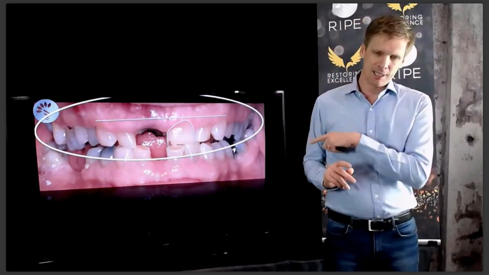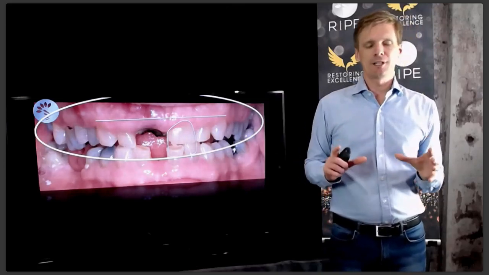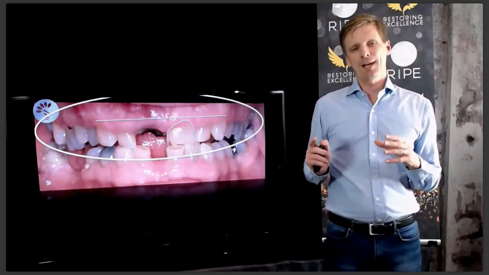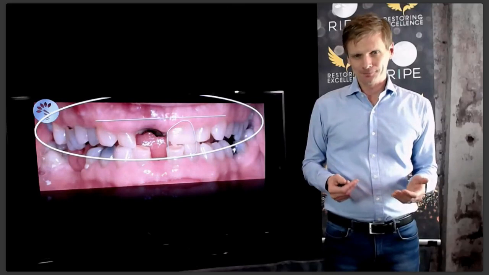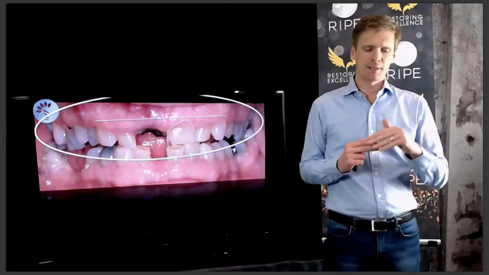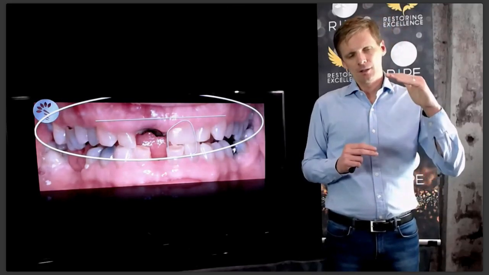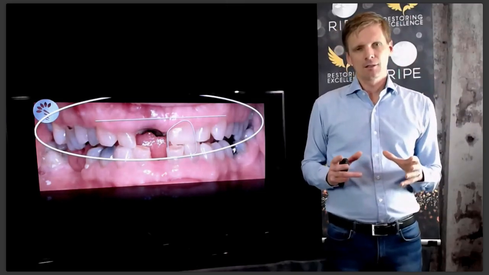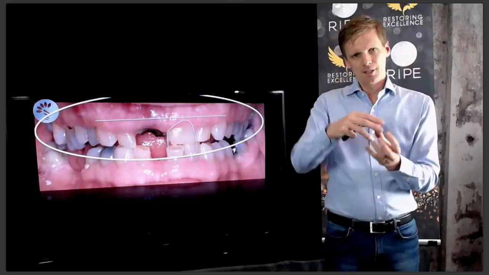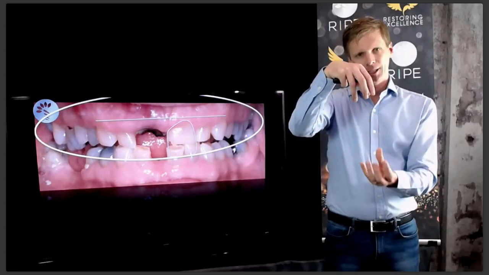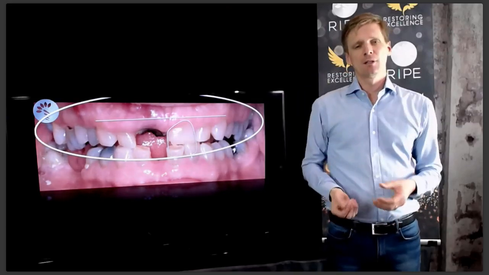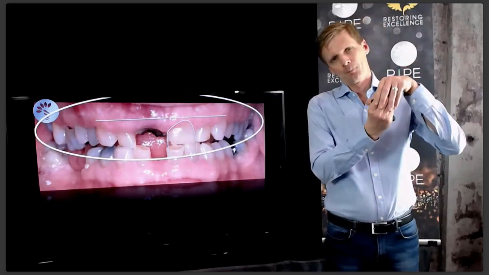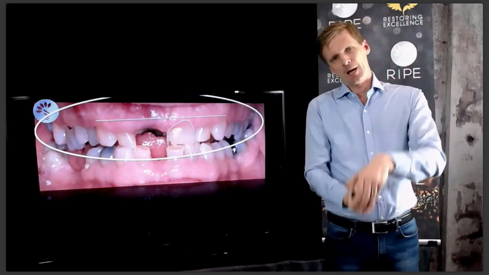This is a tricky case to diagnose because if you look very carefully, the patient already also has altered passive eruption. So the patient has gingiva that has grown down over the enamel of the teeth. So normally as the tooth erupts, the gingiva stays put and the tooth comes down. That's normal eruption. But in altered passive eruption, the tooth comes down and the gum comes down with it.